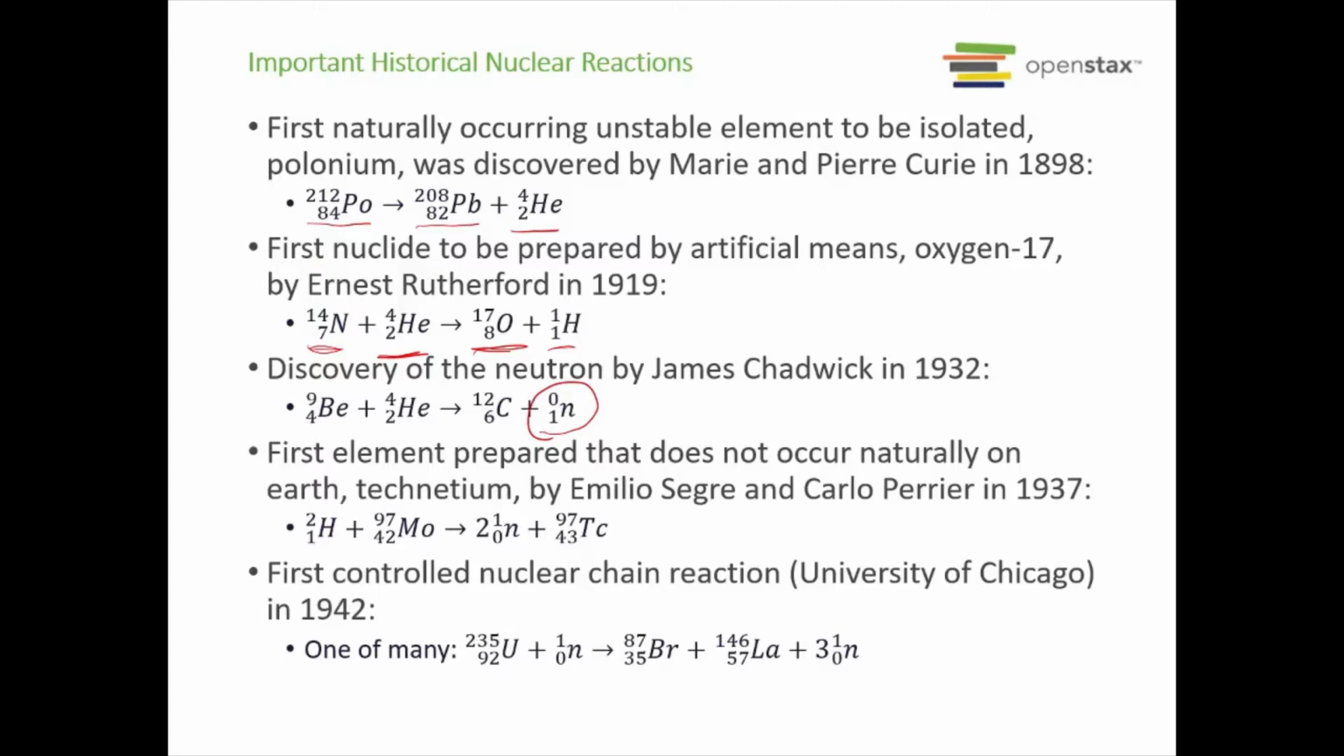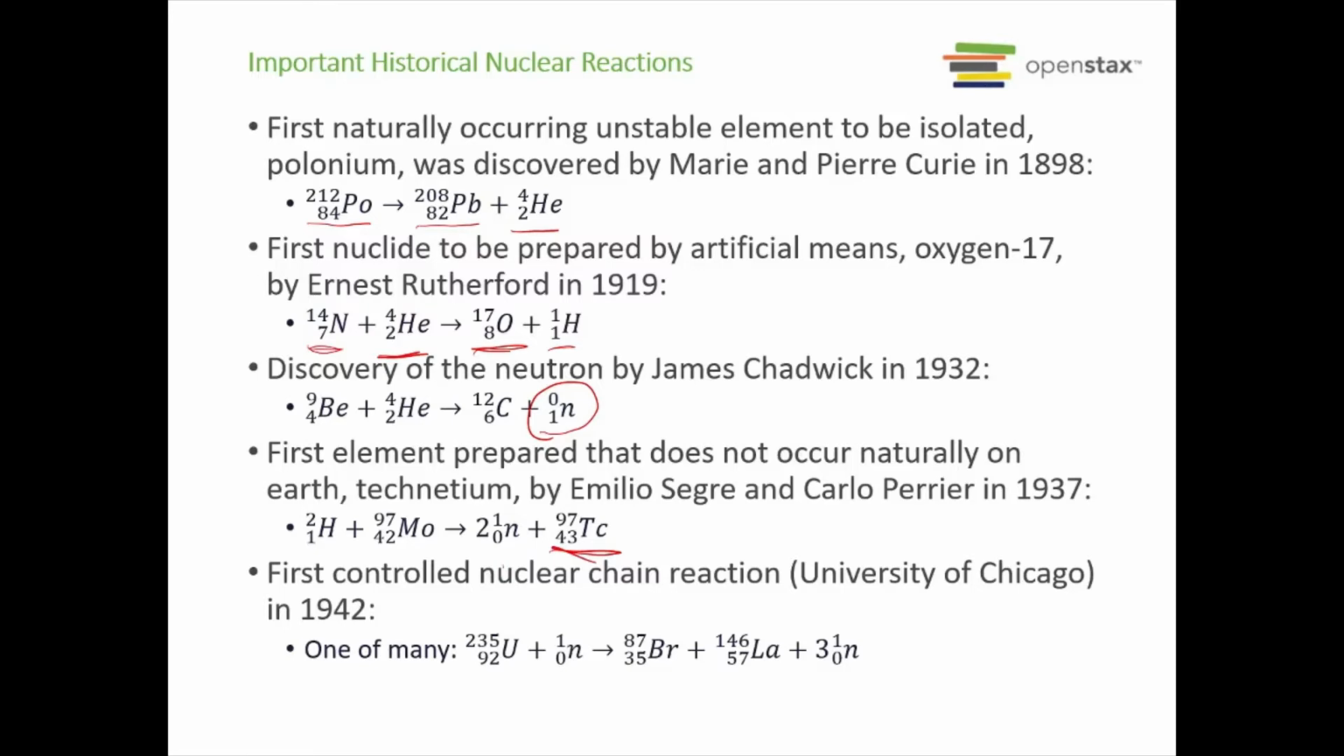Then Emilio Segre and Carlo Perrier in 1937 made the first element prepared that does not occur naturally on Earth, and that was technetium. So they took heavy hydrogen, or deuterons, so you can see this mass number of 2, and bombarded that on molybdenum, and that produced 2 neutrons, and then this technetium.